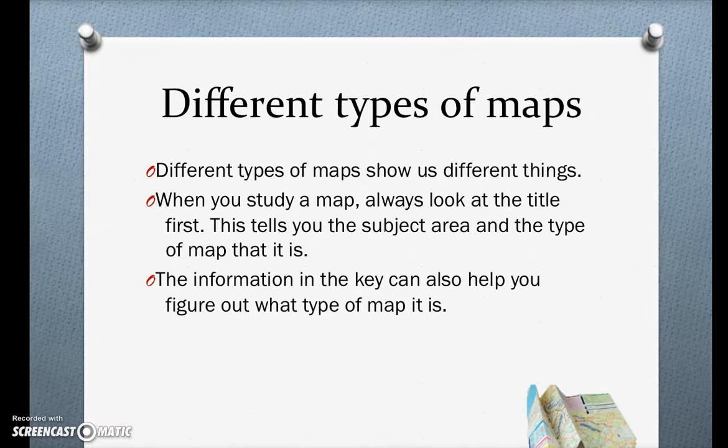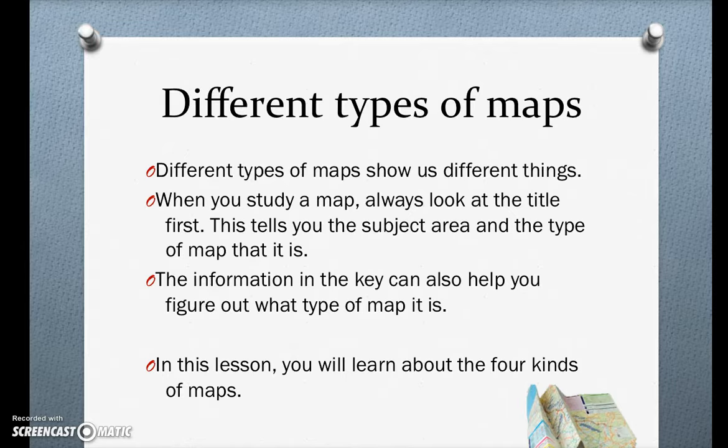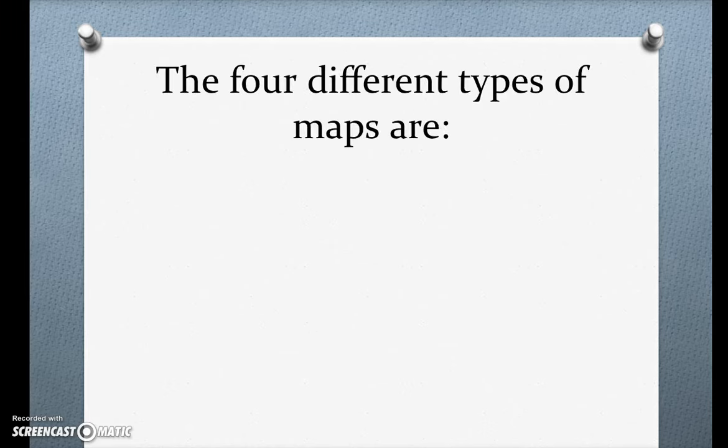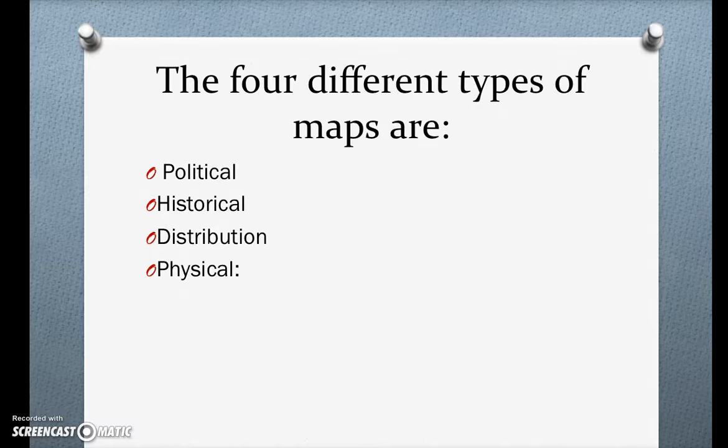The information in the key, which is also called a legend, can also help you figure out what type of map it is. In this lesson, you'll learn about the four main kinds of maps. The four different types of maps are political, historical, distribution, and physical. And within physical, you have relief and elevation.